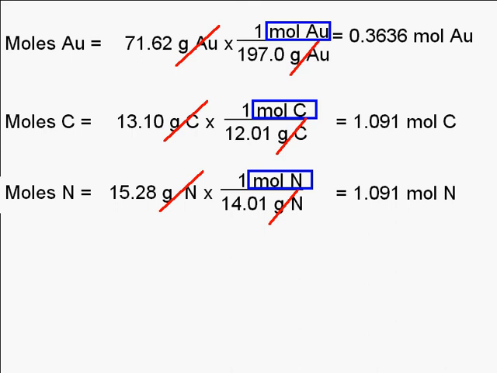We now need to convert these numbers of moles to the simplest whole number ratio. To do that, we divide each number of moles by the smallest number of moles. The smallest number is 0.3636, the number of moles of gold.